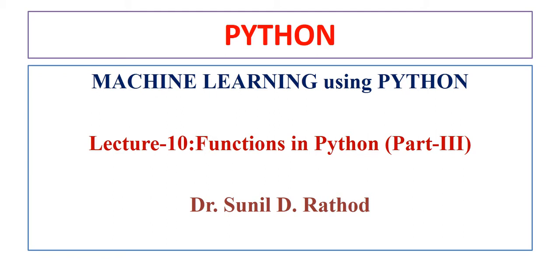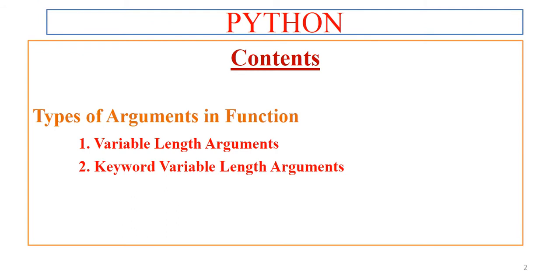This is lecture 10, functions in Python, part 3. So we'll explore more on Python functions. The contents of this lecture are types of arguments in function. We have already seen three different types of arguments in function in the earlier lecture. Now in this lecture we'll finish up with the fourth type, that is variable length argument, and we'll also see keyword variable length arguments.